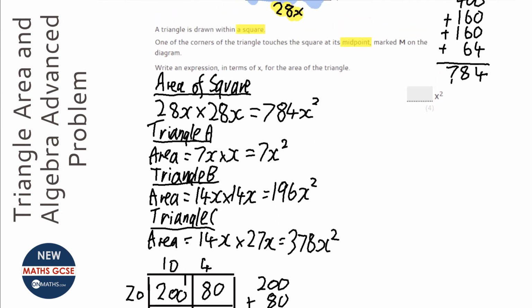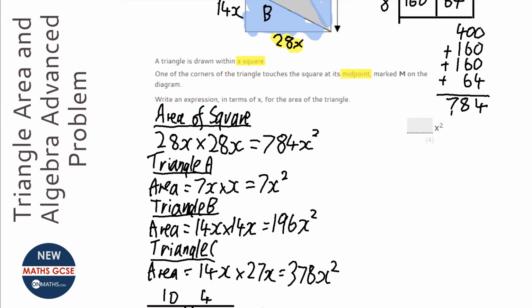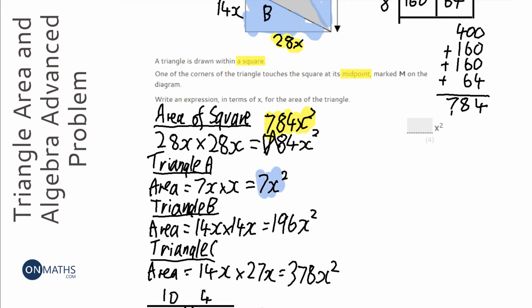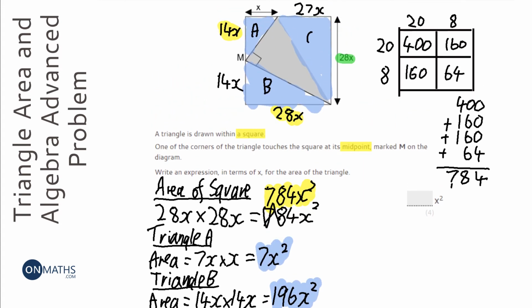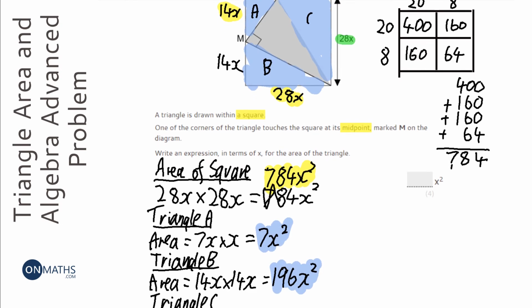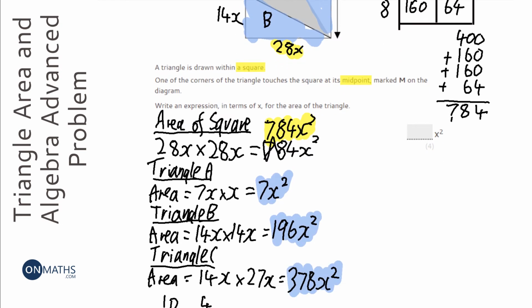Okay, so we have the area of the square. So that should be 784x squared. We have the area of the square, which is here. Okay, and we have the area of the triangles here. So these are the area of the triangles. Now the triangle in the middle is the only bit remaining if we take away triangle A, B and C. So we want to take them away.